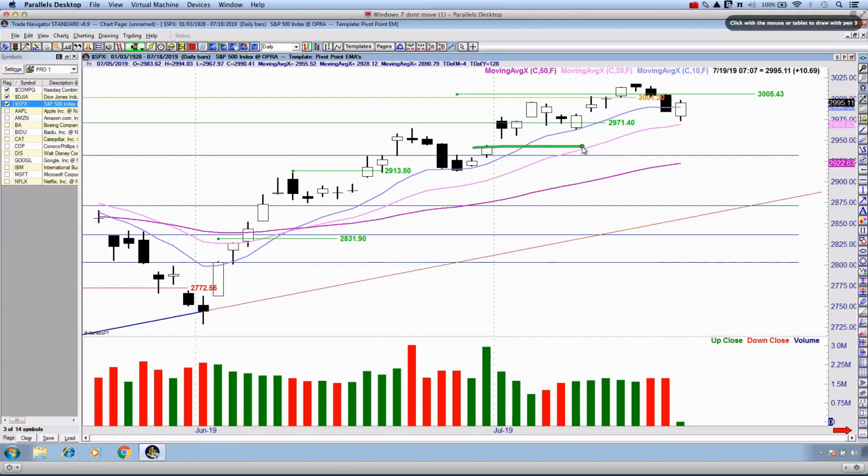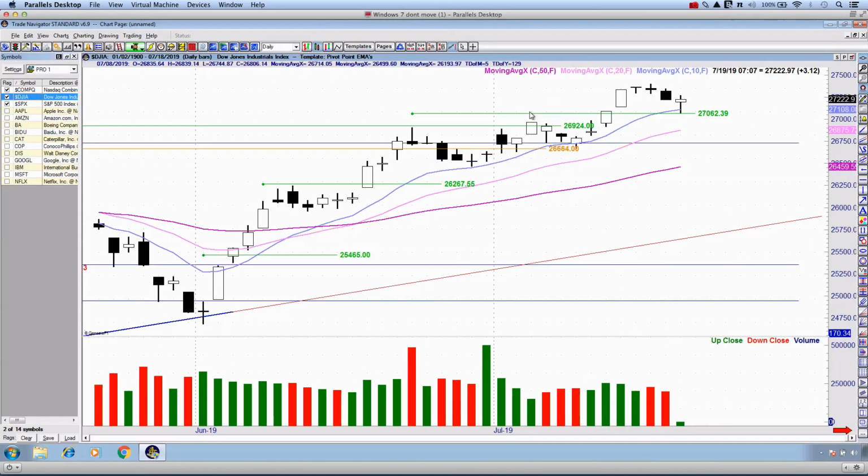It is the final opportunity to position yourself into this market prior to the successful retest and the continuation to higher prices. This is not only pertinent to the S&P 500, it's also pertinent, of course, to the Dow Jones Industrial Average.